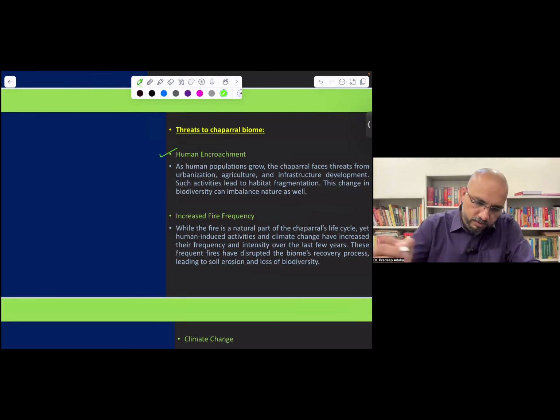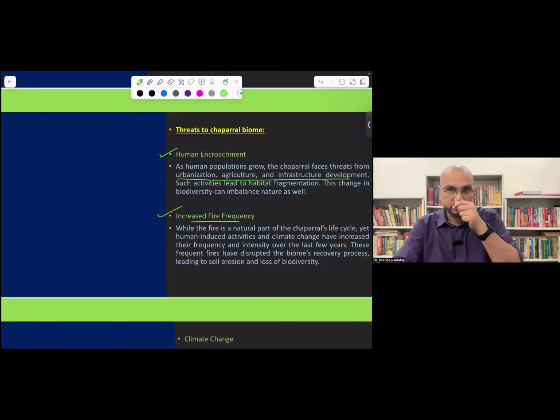Okay, so what are the threats? Human encroachment, as in the case of South Africa, we have seen human encroachment. The chaparral faces threat from urbanization, agriculture, infrastructure development, habitat fragmentation. Then increased fire frequency. So chaparral biome plant material is highly flammable. During the summer it is very dry and hot, which is a very favorable condition for fire, and these are mainly bushes, so it can easily catch fire.